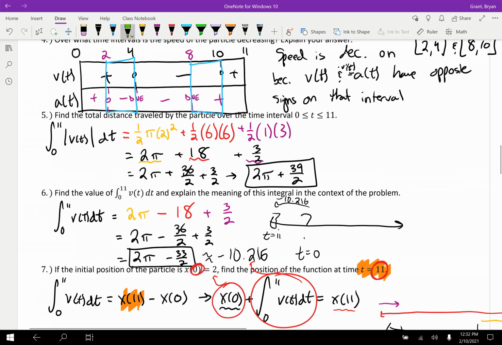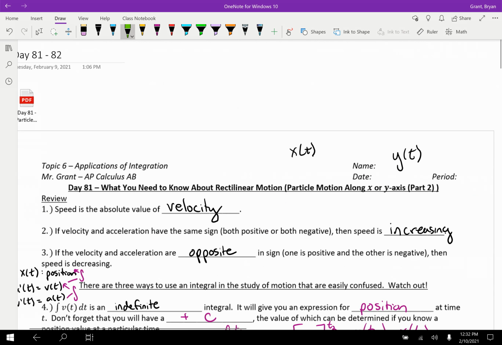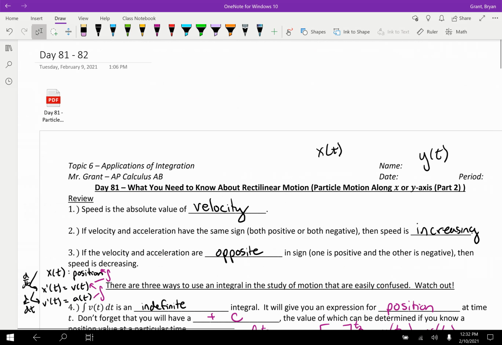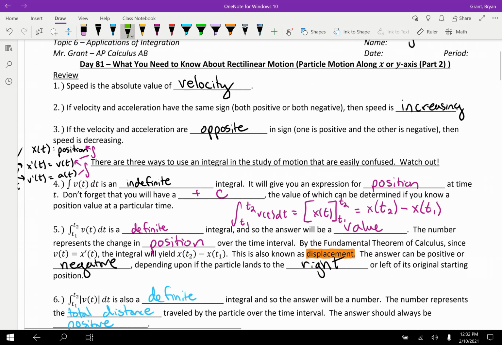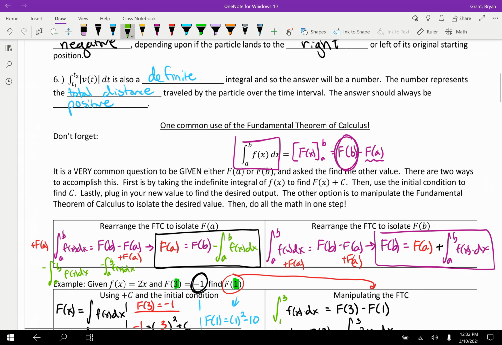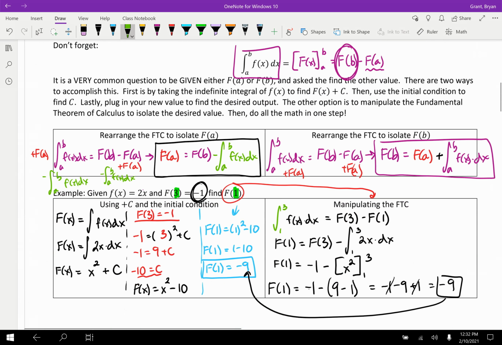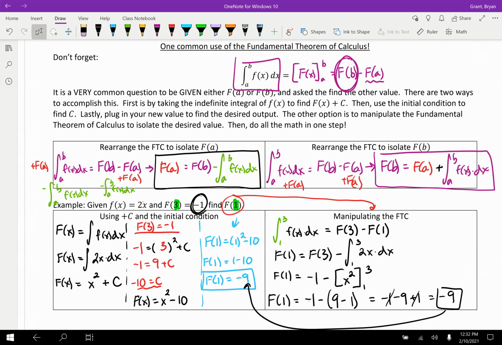We are back on the second part of our particle motion day. As we were going through last time, I realized that this lesson was going to be long, so I split it over 2 days. Day 81 was that initial information about how integration works in with particle motion. We did a whole bunch of vocabulary and defining, especially how to manipulate the fundamental theorem of calculus. And then we started to work through 3 types of problems.